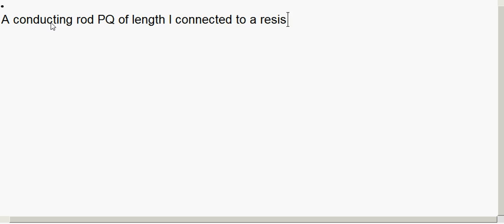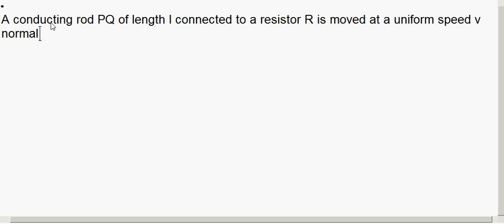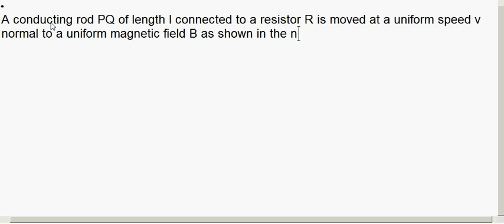A conducting rod PQ of length L connected to a resistor R is moved at a uniform speed V normal to a uniform magnetic field B, as shown in the figure. We will draw the figure later.